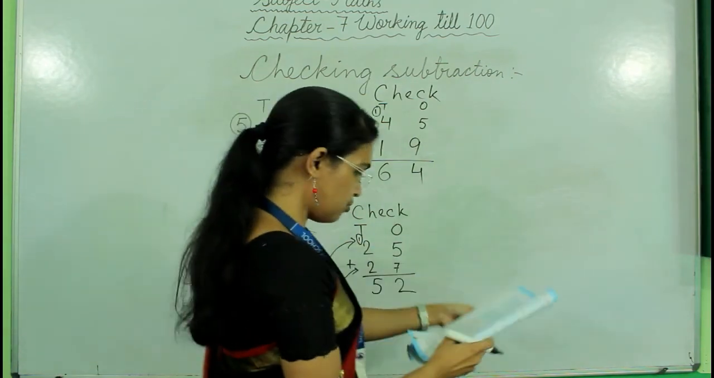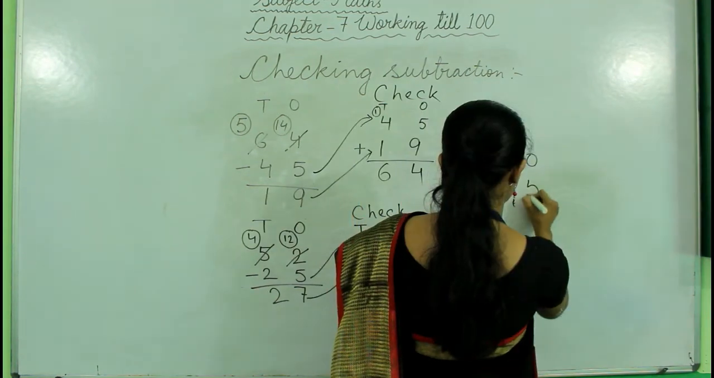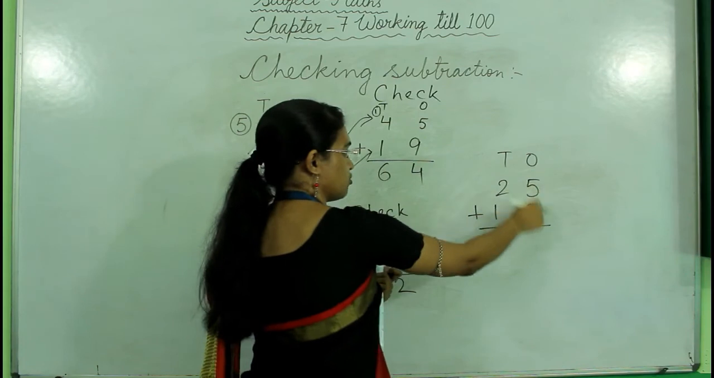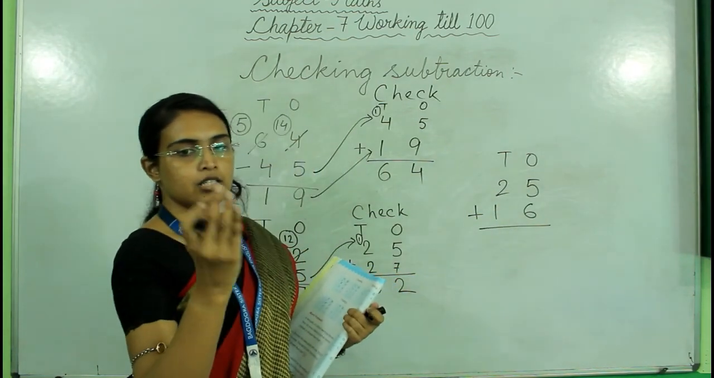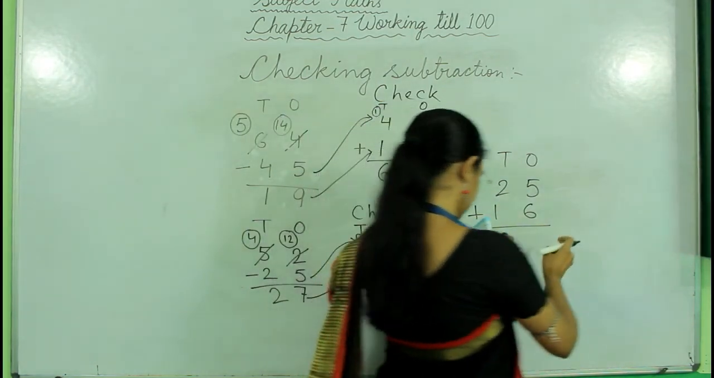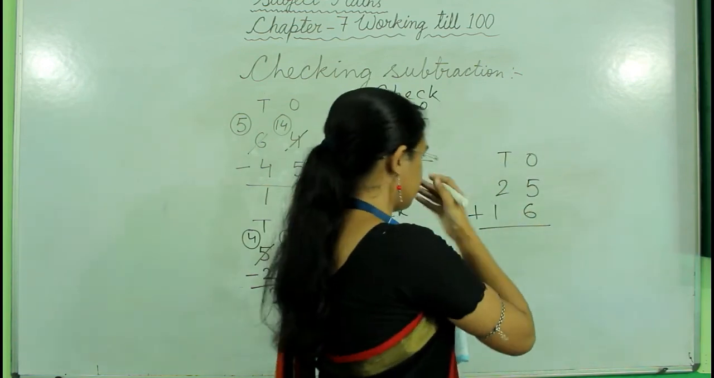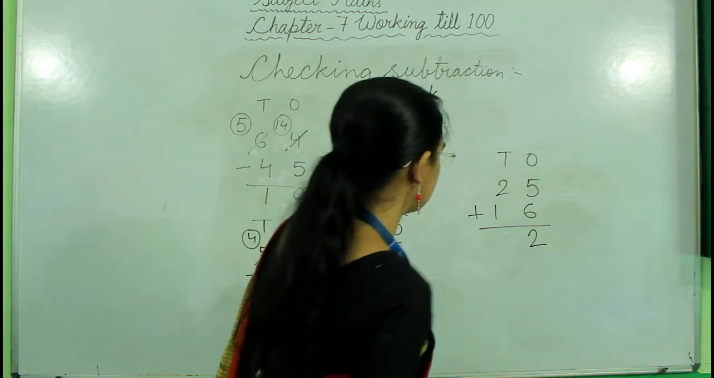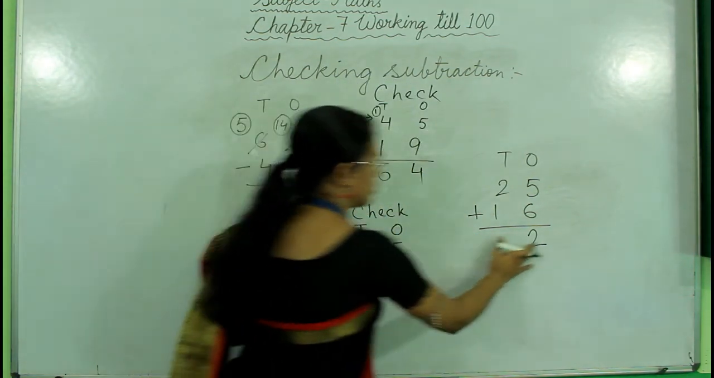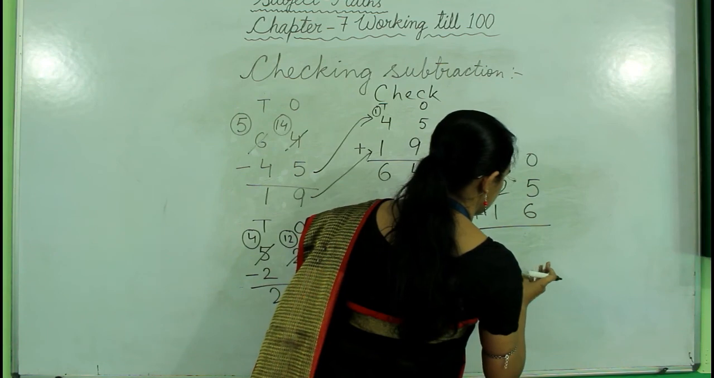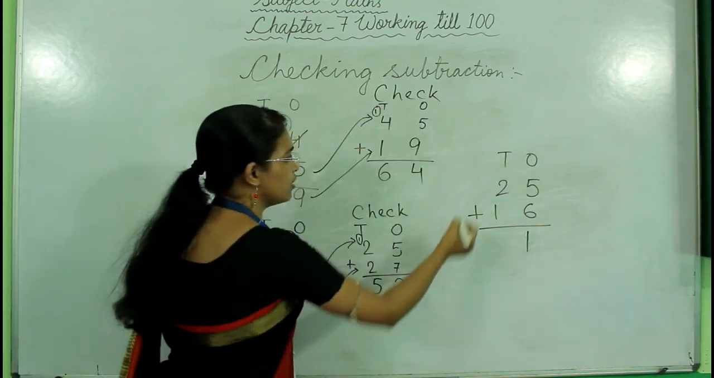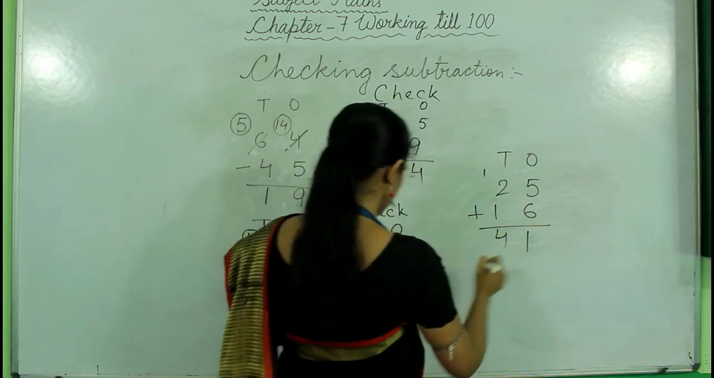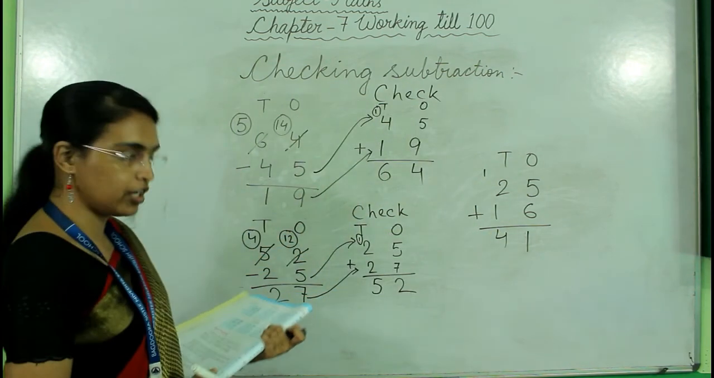Okay. So in this, 2, 1, carry 1. 2 plus 1 is 3, 3 plus 1 is 4. 41. So the answer is 41.